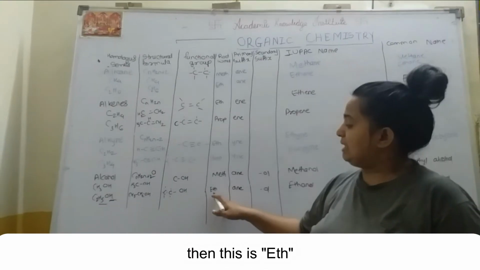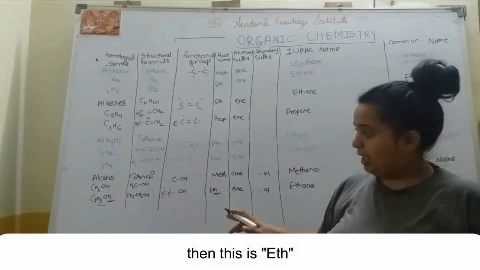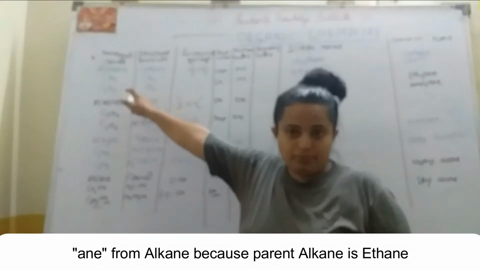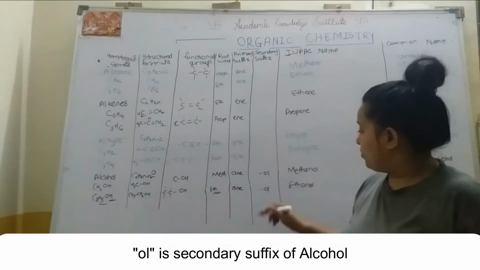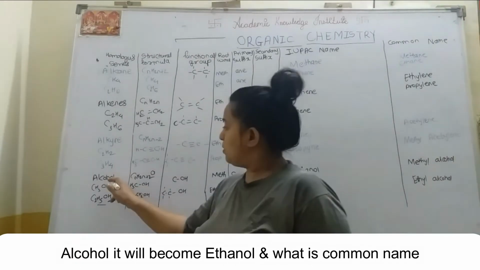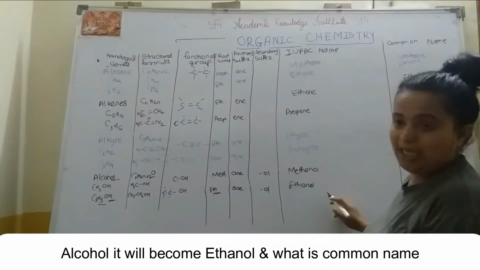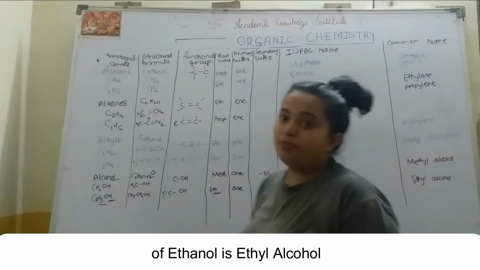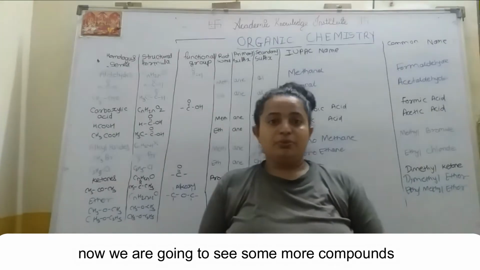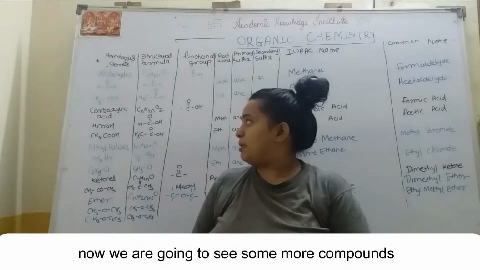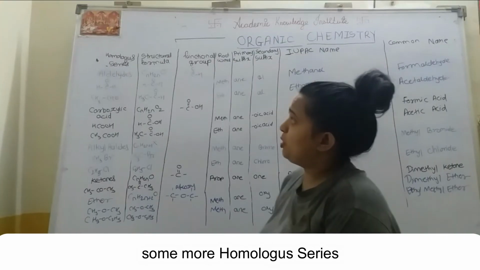This is the eth. A and E from the alkane because the parent alkane is ethane. OL is the secondary suffix of alcohol, so it will become ethanol. And what is the common name of ethanol? That is ethyl alcohol. Now we are going to see some more compounds, some more homologous series.